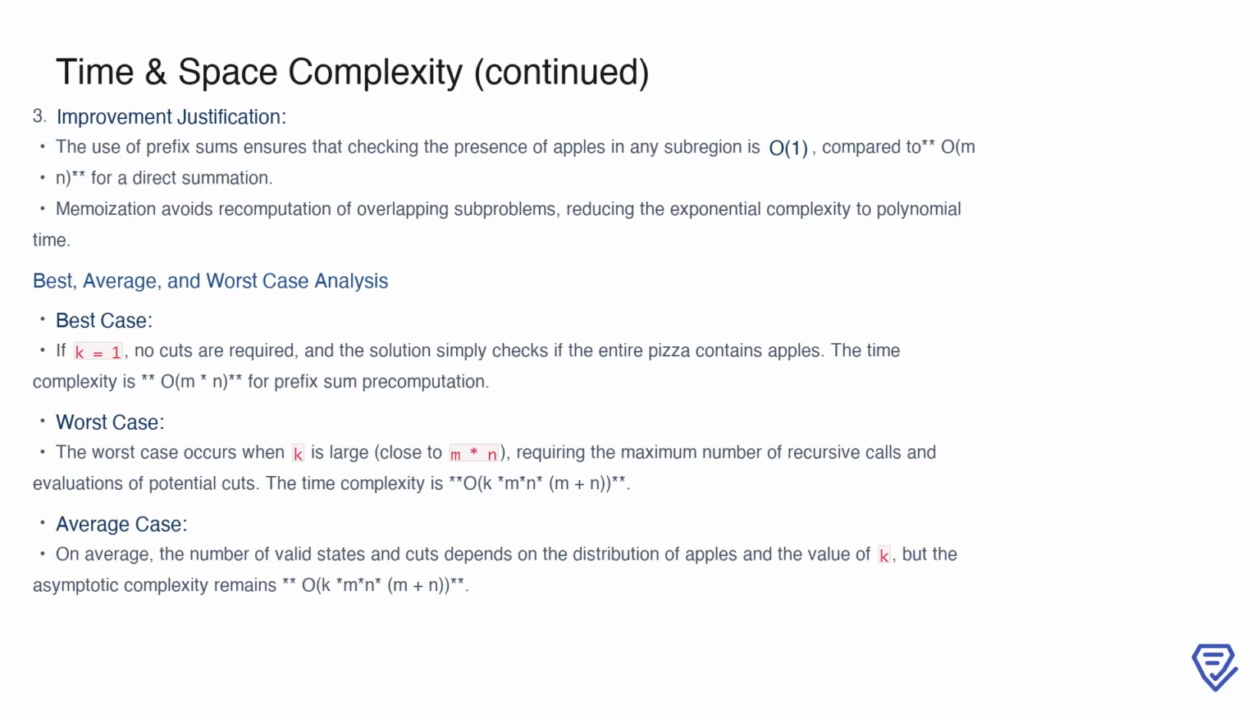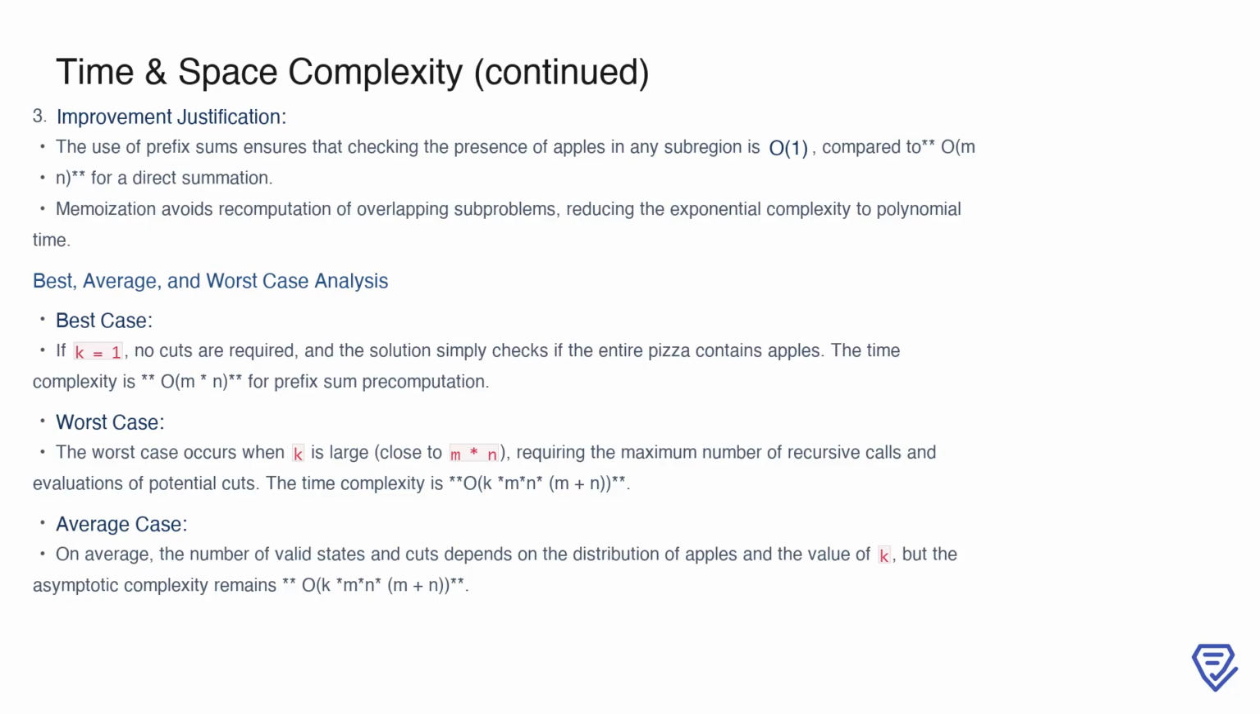The improvement can be further justified by the key optimizations. Using the prefix sum table allows us to retrieve the number of apples in any subregion in O(1) time, as opposed to recalculating the sum directly, which would take O(m*n) time. Additionally, memoization ensures that overlapping subproblems are computed only once, eliminating redundant calculations. Together, these techniques reduce the exponential complexity of the naive approach to polynomial time.